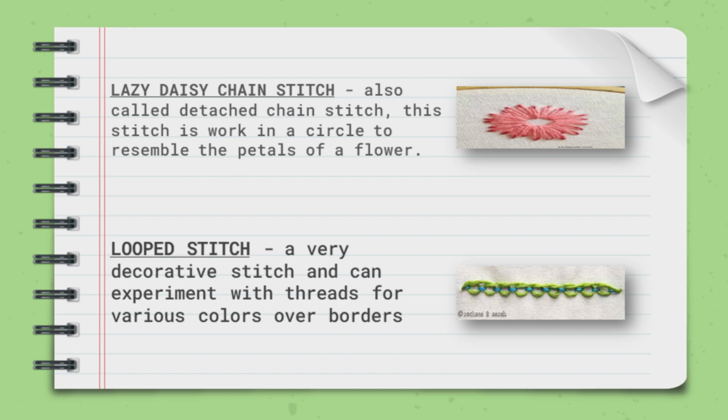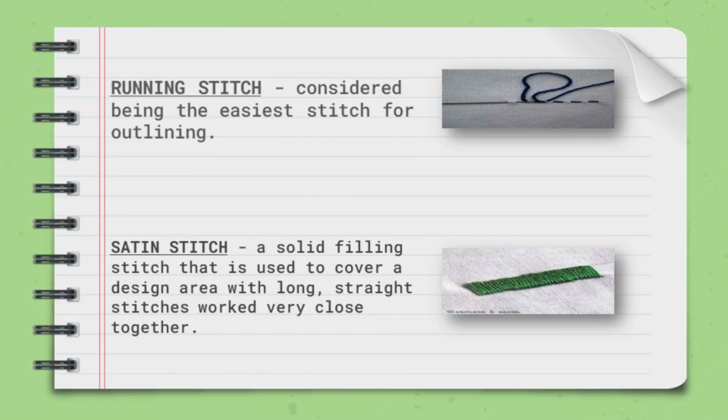Number 9. Lazy daisy chain stitch, also called detached chain stitch. This stitch is worked in a circle to resemble the petals of a flower. Number 10. Loop stitch. A very decorative stitch and can be experimented with threads of various colors over the borders. Number 11. Running stitch, considered to be the easiest stitch for outlining.